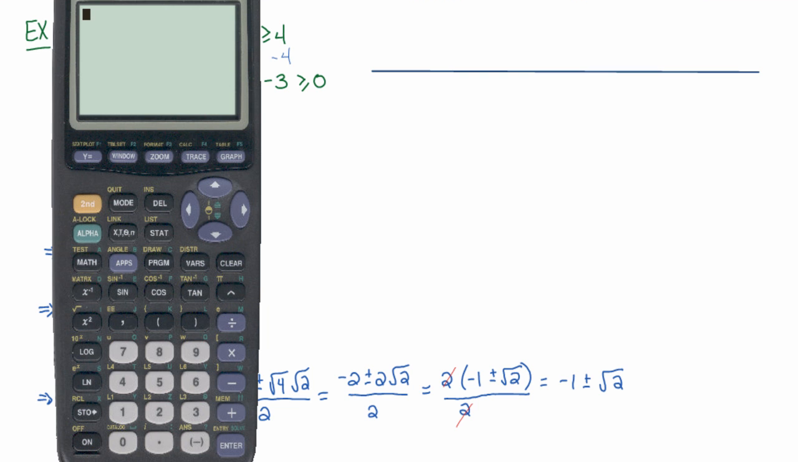So here's my handy dandy graphing calculator. And I'll just say negative 1 plus the square root of 2. And that's going to turn into that number right there. And negative 1 minus the square root of 2 turns into that fancy number right there. So I have two numbers I'm going to plot on this page.